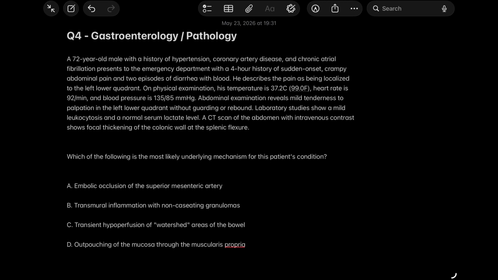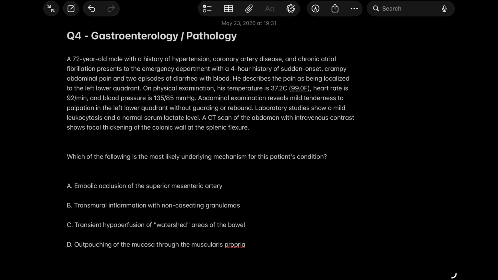On physical examination, his temperature is 99 degrees Fahrenheit, his heart rate is 92 beats per minute, and the blood pressure is 135/85. Abdominal examination reveals mild tenderness to palpation in the left lower quadrant without guarding or rebound. Laboratory studies show a mild leukocytosis and a normal serum lactate level. A CT scan of the abdomen with intravenous contrast shows focal thickening of the colonic wall at the splenic flexure.